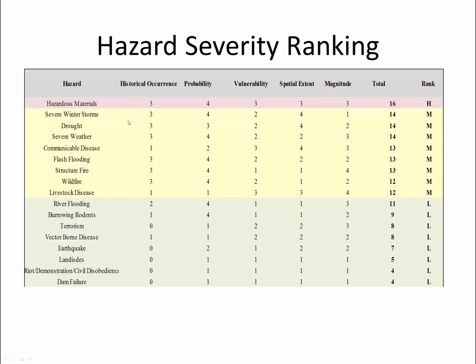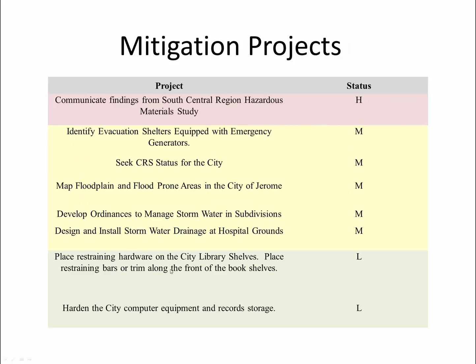For each of the high hazards that are identified, a mitigation project is required to be developed as part of this planning effort. We've taken the liberty to generate a very easy project for the city of Jerome. In the fall of last year, 2014, the South Central Idaho region completed a regional hazardous material flow study, which has been provided to Jerome County, and what we would recommend is that the findings from that study be communicated to the public regarding the amount of hazardous material that is transported and stored in the city of Jerome.